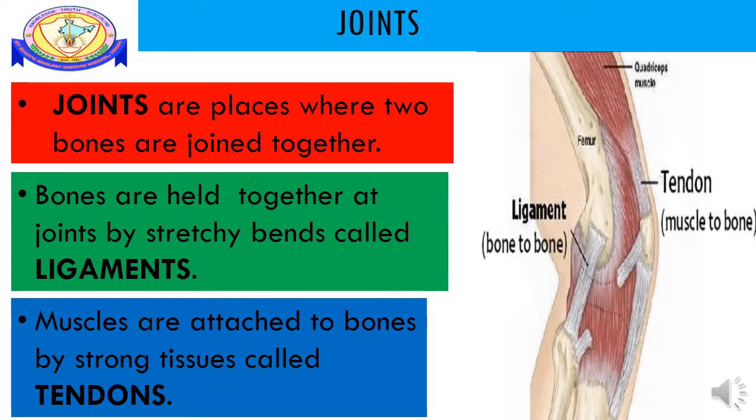What are joints? Joints are places where two bones are joined together. Even though the skeleton is hard and rigid, it can bend and move at places where two bones are joined. Bones are held together at joints by stretchy bands called ligaments. Muscles are attached to bones by strong tissues called tendons.